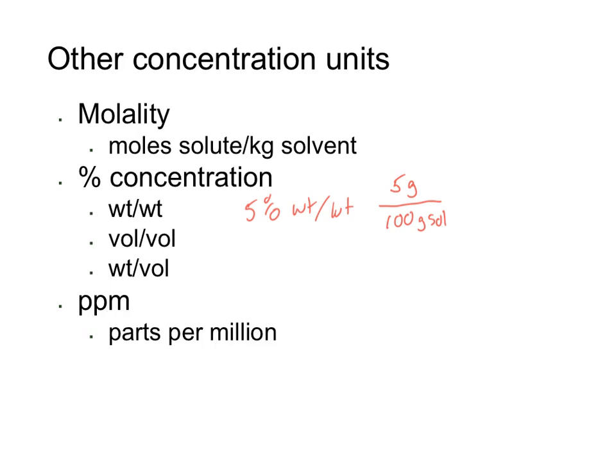Sometimes it's convenient for us to express concentration in terms of parts per million. This seems to be especially common if we're looking at concentration of things like trace metals. A 1 ppm solution means that I would have 1 gram of my solute per 1 million grams of the total solution.